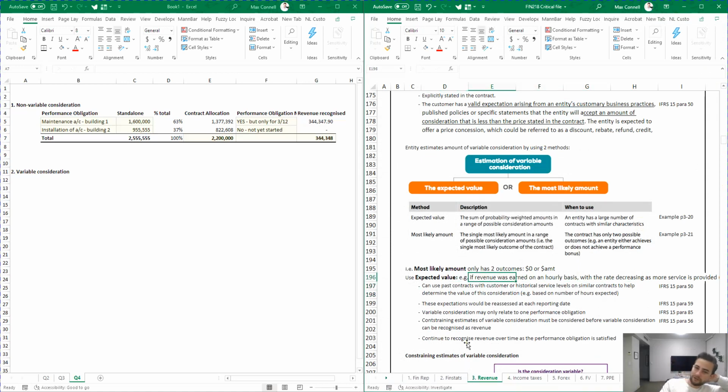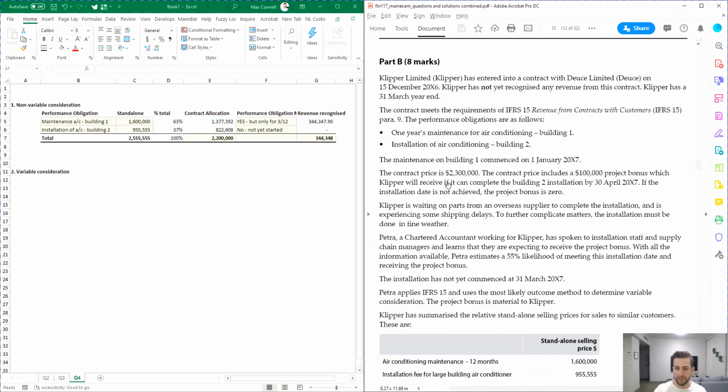The expected value is the first option, and that's the sum of the probability weighted amounts in a range of possible consideration amounts. So you might say 10% probable, 20% probable, 30% probable, and then you times that by the revenue amount, and that's your probability weighted amount. Whereas the most likely amount methodology is more of a yes or no outcome. You either make it or you don't. The contract only has two possible outcomes, so you either recognize the full amount of revenue or you don't. That's the method they've chosen. So let's look at the background information in the question and see if that's appropriate.